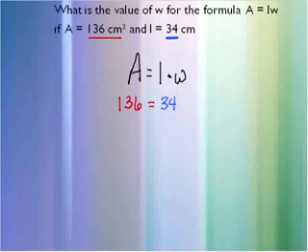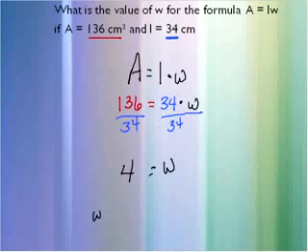I don't know the width. That's what I'm trying to find. So I'm going to solve this equation for W. So I look to see what operation is being performed on the right side. It is multiplication, so I need to divide to take the 34 to the other side of the equation. So dividing both sides by 34 gives me W equal to 136 divided by 34 is 4. And so my width is 4 centimeters.